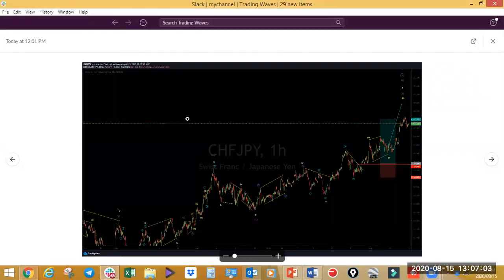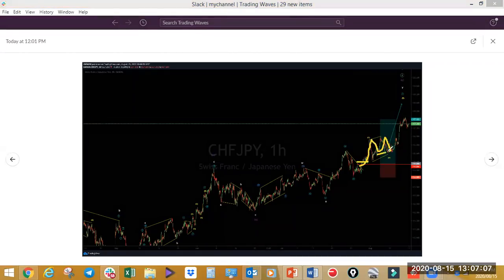So CHFJPY has reached the target from here. Even though we had this pullback here, we could see that it was running flat and has hit the target. That is CHFJPY, and that is how it has played out. CHFJPY was going at the same time with Euro-Yen. Euro-Yen is not on the trade setups here, but if you watch last week's video, you'll see that we were expecting CHFJPY and Euro-Yen to continue pushing higher.